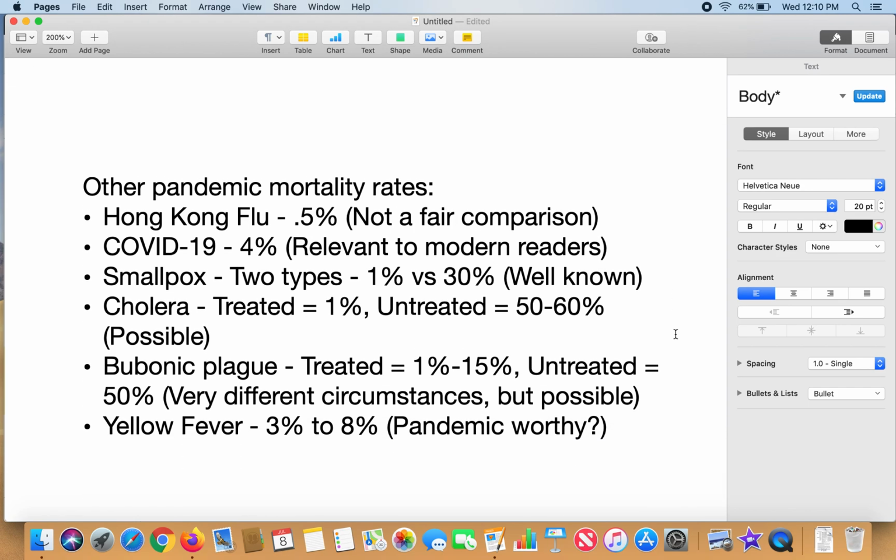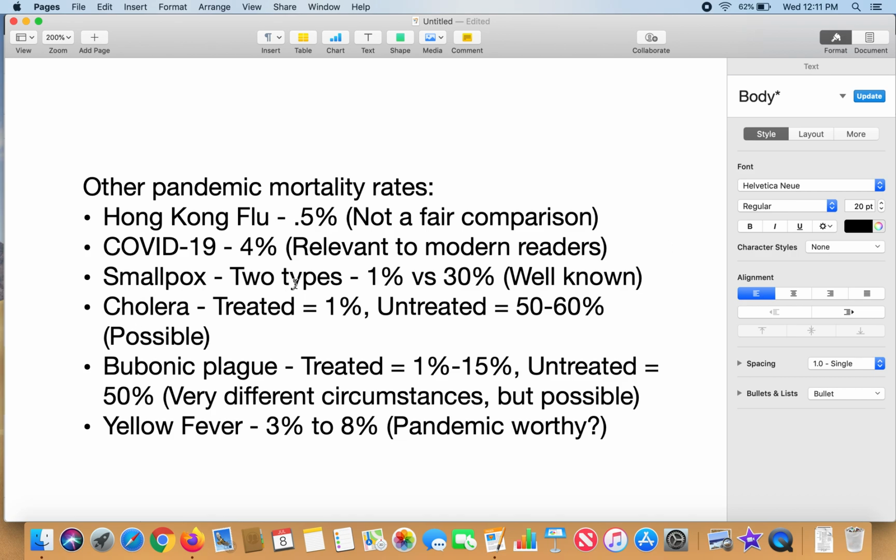Other pandemic mortality rates. Hong Kong flu, 0.5%. I'm saying that's not a fair comparison, because you do want to compare it to other strong, powerful diseases to set up the case that it is the worst pandemic. It should be compared to other bad pandemics. If we talk about comparing it to COVID-19, mortality rate of 4%, that is relevant to modern readers. It would be useful to include. It probably does not stand out as one of the worst pandemics at this point.